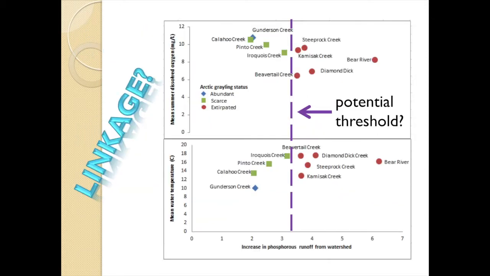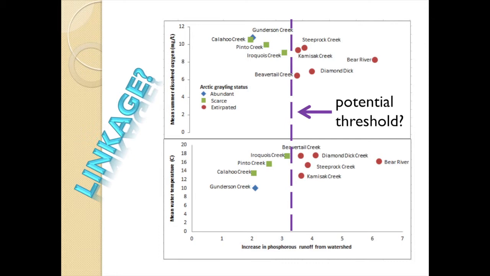And this is what I got when I plotted it. The x-axis is the increase in phosphorus runoff, this ratio of my theoretical phosphorus budget. And on the y-axis, we have two graphs. On the bottom part is the mean water temperature in summer, and on the top part is the mean dissolved oxygen in summer.